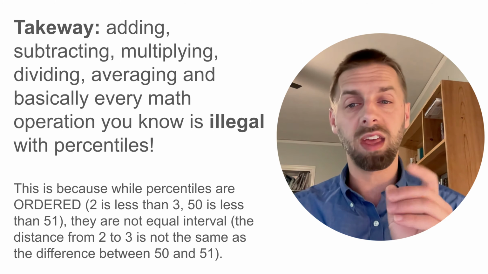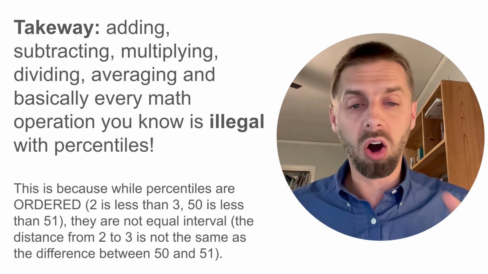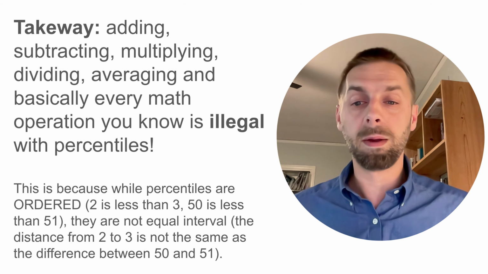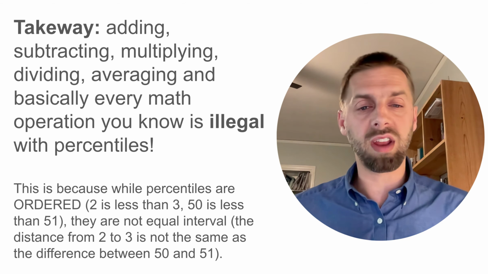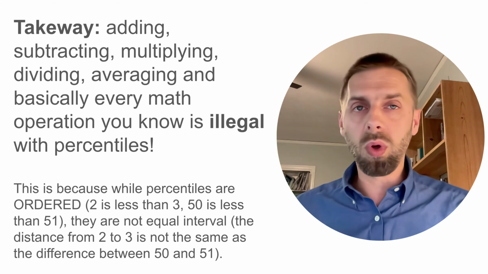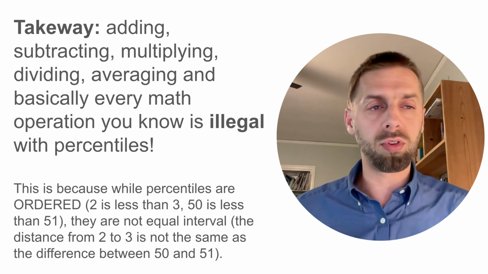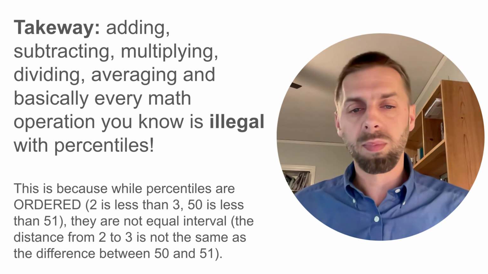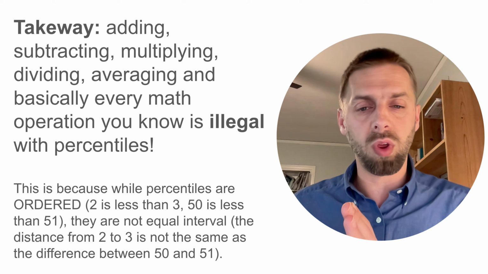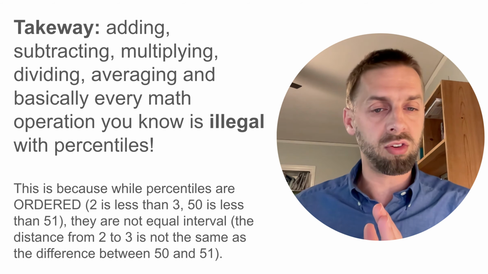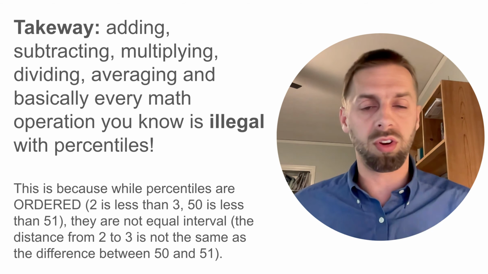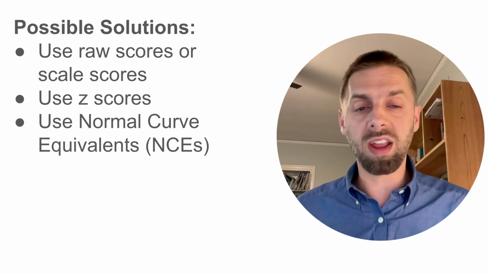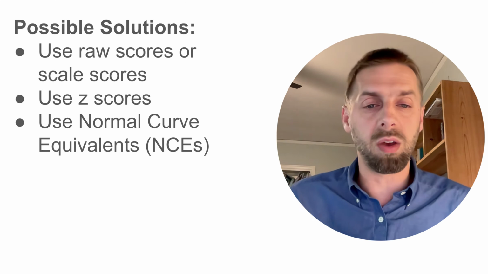Your big takeaway here is that adding, subtracting, multiplying, dividing, all mathematical operations on percentiles or percentile ranks, they're illegal. And the reason for this is that percentile ranks are not an equal interval. Equal interval just means that the difference between two numbers that are right next to each other on the number line is logically the same everywhere on that number line. Equal interval could mean that the difference between 31 degrees Fahrenheit and 32 Fahrenheit is the same as 70 to 71 degrees Fahrenheit. But with percentiles, it's not that. Percentiles are not equal interval, and we need a replacement that would be equal interval.